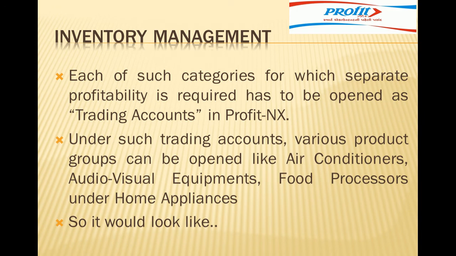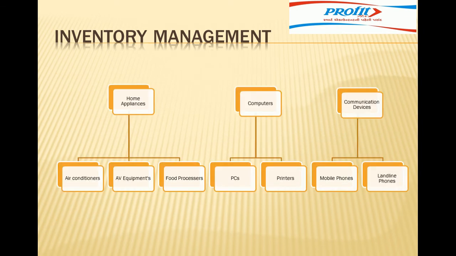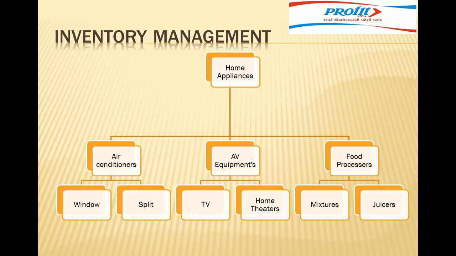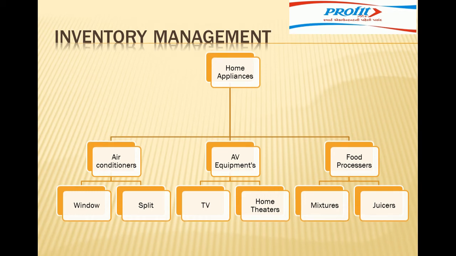Under each of such trading accounts, various product groups can be opened, for example, air conditioners, audiovisual equipments, food processors under home appliances. The whole picture would look like this. We have home appliances, we have ACs, audiovisual equipments, food processors, things like that already available. Now under each of the groups there can be various products, something like this. Under air conditioners you can have a window or a split AC, or in case of audiovisual equipments you can have television, home theater and so on and so forth.